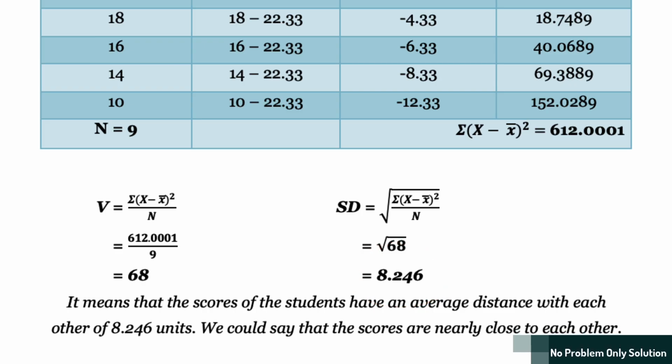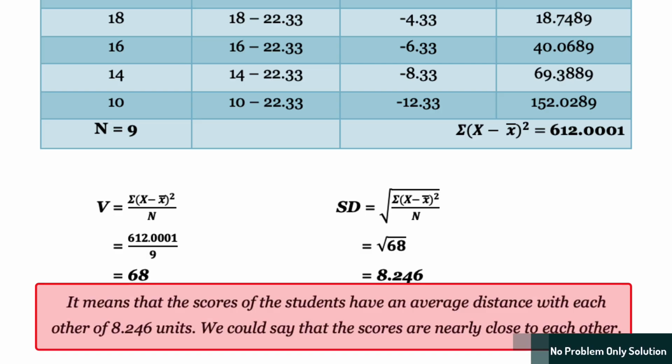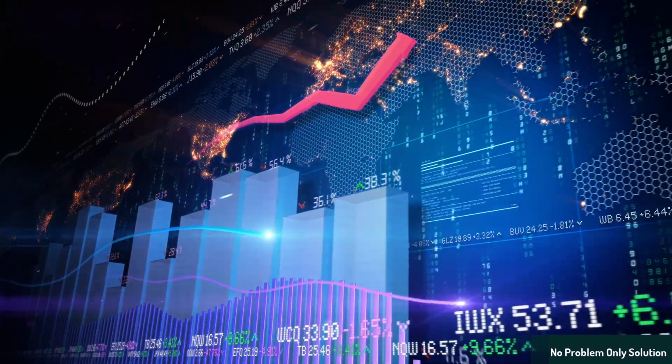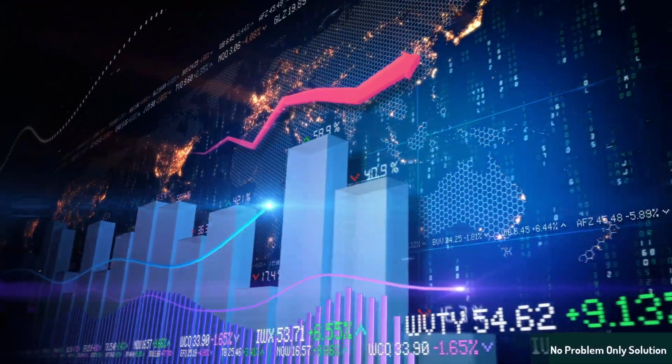But wait, what does that number, 8.246, actually mean? Well, it tells us that, on average, a typical student's score was about 8.2 points away from the class average of 22.33. See, it gives us a really concrete, standard way to talk about how spread out these scores really are. Excellent work, detective. Seriously, you've totally nailed ungrouped data.